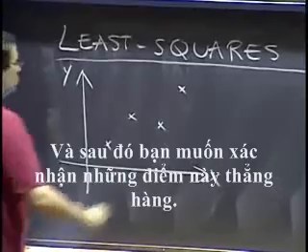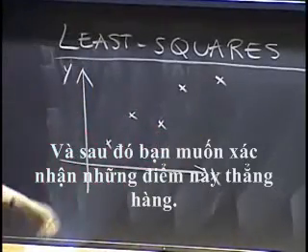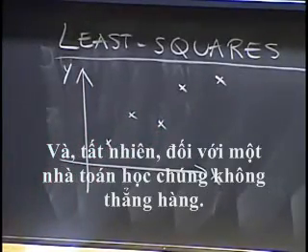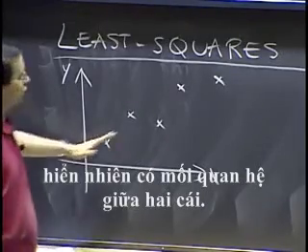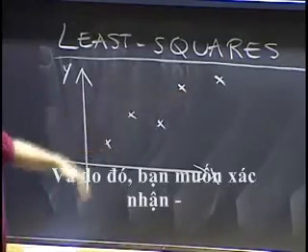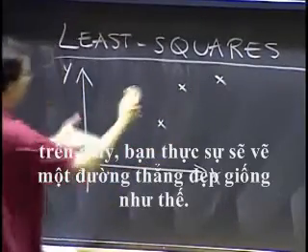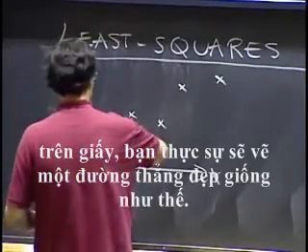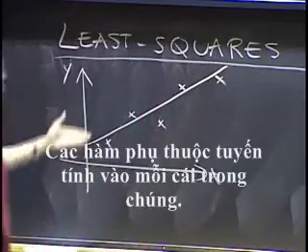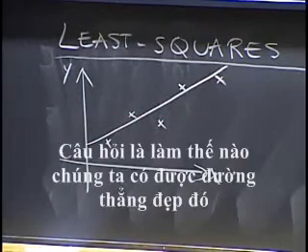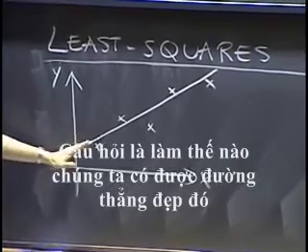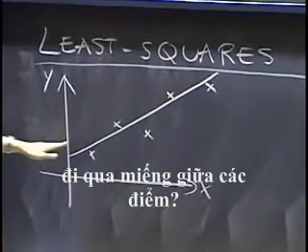And then you would like to claim, oh, well, these points are kind of aligned. I mean, of course, to a mathematician, they're not aligned. But to an experimental scientist, that's evidence that there's a relation between the two. And so in your paper, you will actually draw a nice little line like that. See, these two functions depend linearly on each other. Okay? So the question is, how do we come up with that nice line that passes smack in the middle of the points?